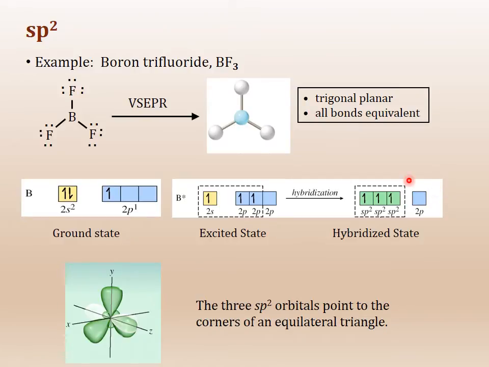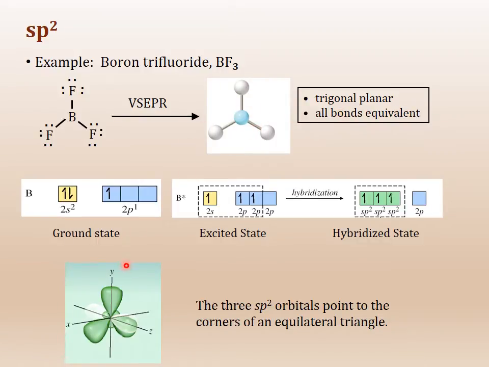Now for sp2, the example that we're going to take here is boron trifluoride, BF3. Boron is a nonmetal, 3 bonds. This is what the Lewis structure would look like. The VSEPR is this way, which means that the shape is trigonal planar. Again, all bonds are equivalent in this case.